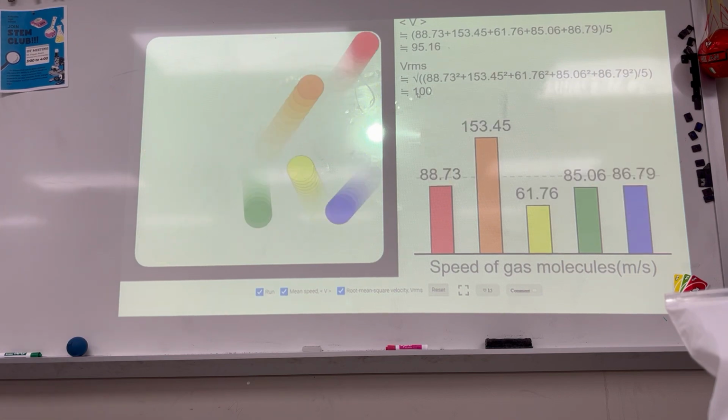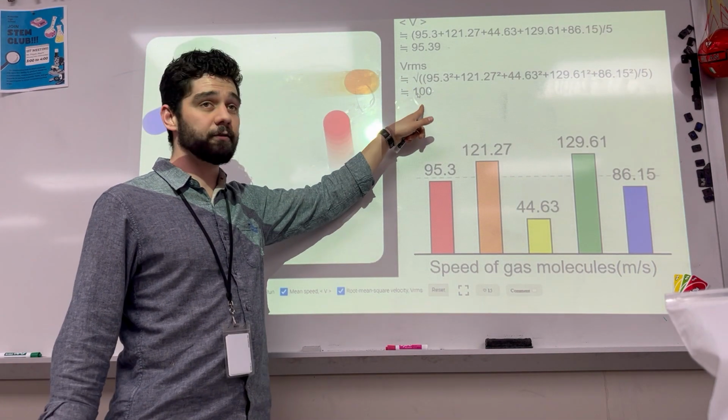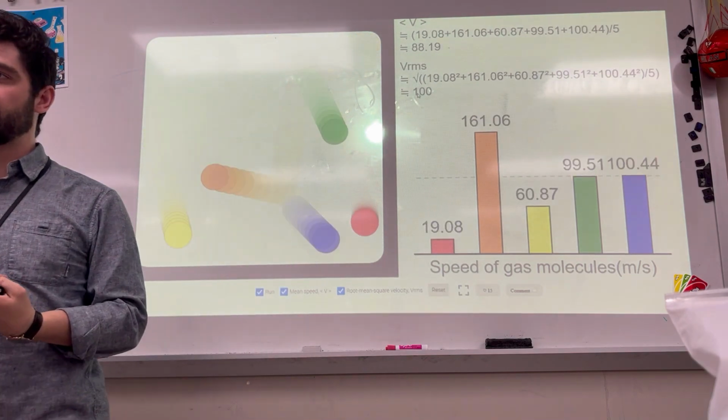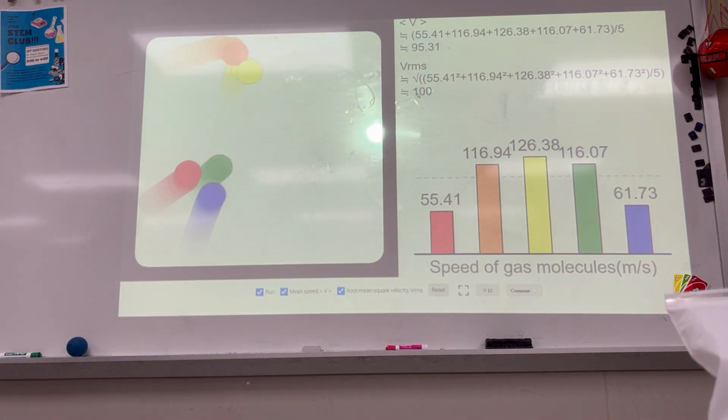So the next thing we want to look at is, well, what affects the average speed? Does the temperature, the pressure, the volume, the type of gas, what affects that? Okay, so that's the next thing we're going to look at, then we're done.